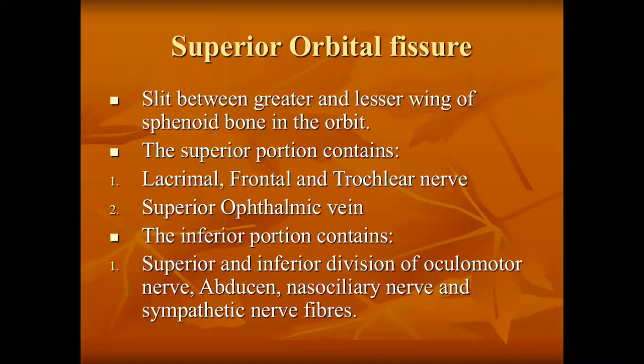The superior part of the superior orbital fissure carries the lacrimal, frontal, and trochlear nerves. The other structure is the superior ophthalmic vein. Both the vein and the nerves enter the orbit through the superior orbital fissure from its upper part. From the lower part, the superior and inferior divisions of the oculomotor nerve, the abducens nerve, the nasociliary nerve, and the sympathetic nerve fibers enter the orbit through the inferior part of the superior orbital fissure.